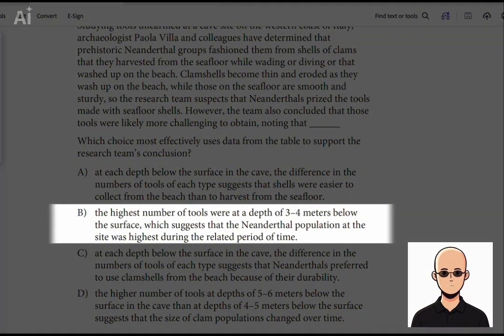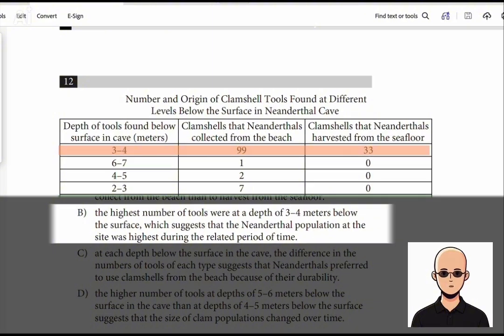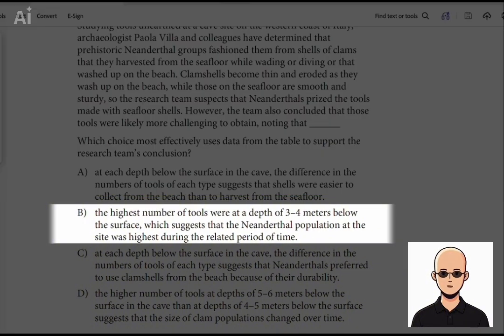B. The highest number of tools were at a depth of 3 to 4 meters below the surface, which suggests that the Neanderthal population at the site was highest during that period of time. This does not compare the seafloor clamshells being more difficult to obtain than the beach clamshells. Cross it out.